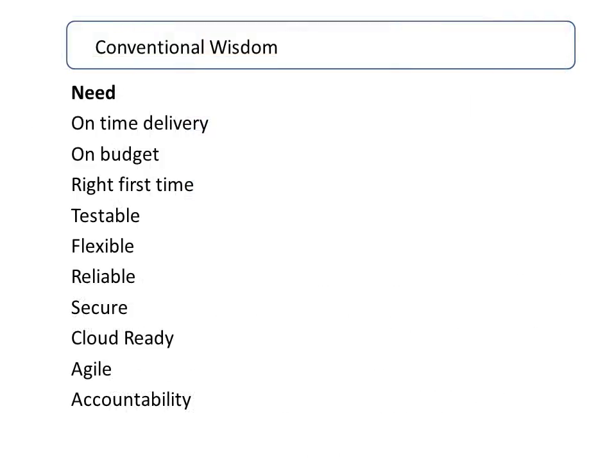Further evidence that the cost of the project was driving all of these attributes was observed by noticing that these attributes tended to follow the project cost. So projects under $1 million, not only were they delivered on time and on budget, they were usually right the first time, they were testable, flexible, reliable, secure, and so on.